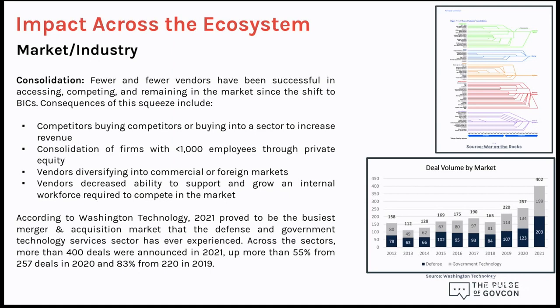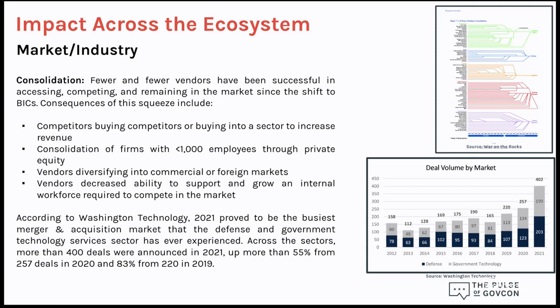We can kind of see this in the data since around 2012. This little fun thing, if you've ever seen it from War on the Rocks, shows how a lot of the defense contractors consolidate basically into 5 main organizations. So if you've never checked that out, it's interesting. But this actually is from Washington Technology as well, kind of showing the deals by the market.